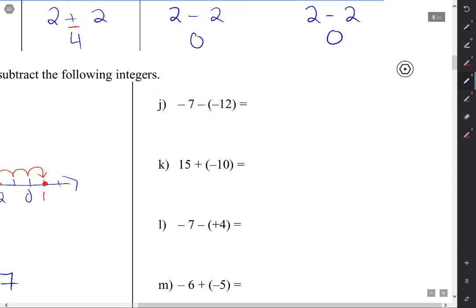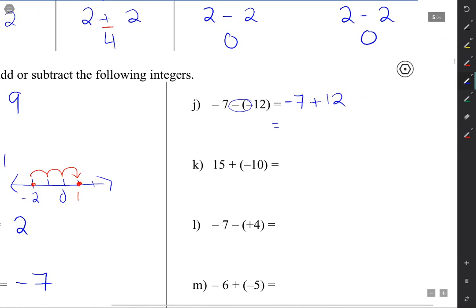Minus 7 minus minus 12. So there's a lot going on here. Let's take it step by step. We have two signs right next to each other here. They're both the same sign, so we know it's going to turn into a plus sign. So in this case, it would be minus 7 plus 12. So those two minus signs turn into a plus sign. And then it just looks like the questions we had on the other side. Minus 7 plus 12 would give us positive 5.